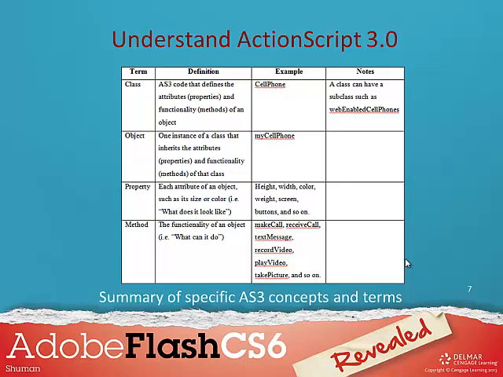Property, each attribute of an object, such as its size or color, or what does it look like. Properties would be height, width, color, weight, screen, buttons, and so on. And then you have the methods, which is the functionality of the object. What can it do or what can be done to it, such as make a call, receive a call, text message, record video, take pictures, and so on.